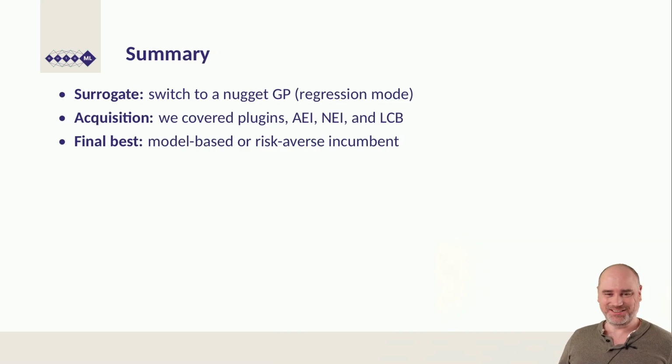Well, it nearly does. There's a nearly empty summary slide. Okay, so we have discussed how to switch to a nugget Gaussian process by also estimating the so-called nugget effect, sigma squared epsilon. We've talked about noisy versions of acquisition functions, augmented expected improvements, the plugin values there, noisy expected improvement, and that as a potentially simple choice we can just use LCB without any changes. And we also talked about which point at the end we would return from our archive. Okay, and that concludes this session here.